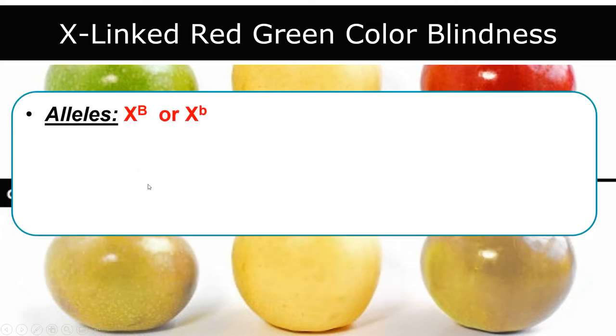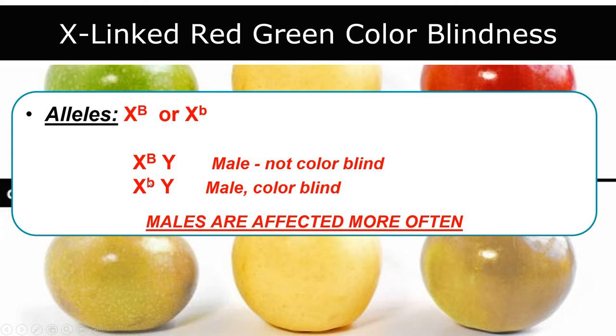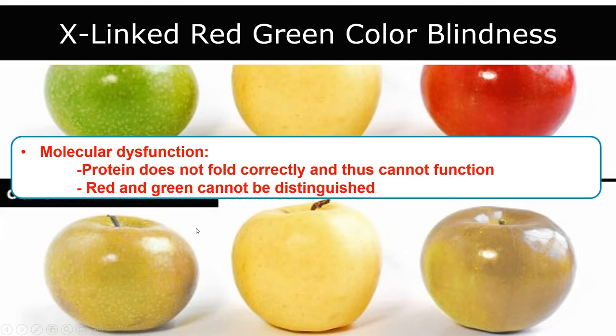So we'll do it separately for the males. In this case, there's only 2 options. A male is always XY. If the male has the dominant allele, they're not colorblind, they're fine. But if they do have that smaller allele, they do have red-green color blindness. So males are going to be affected more often for all of the X-linked diseases.